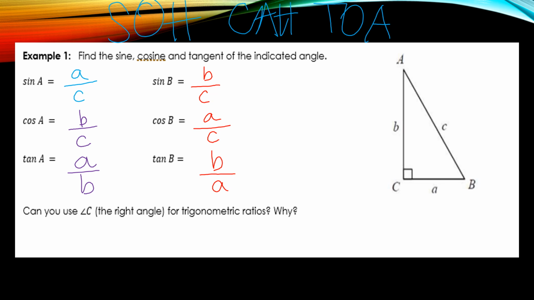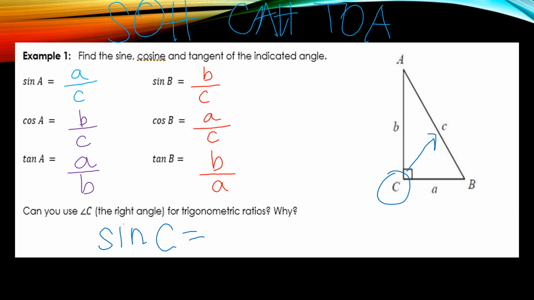So you're asked if you can use angle C, which is the right angle in this picture, for a trigonometric ratio. So let's think about if we tried to do that. If we tried to use side C and we tried to do sine C, sine means opposite over the hypotenuse. Well, opposite from C is the hypotenuse. So the opposite and the hypotenuse would be the same thing, which doesn't make sense. Or if we tried to do cosine, which is adjacent over hypotenuse, there are two adjacent legs, A and B, so that doesn't make sense.